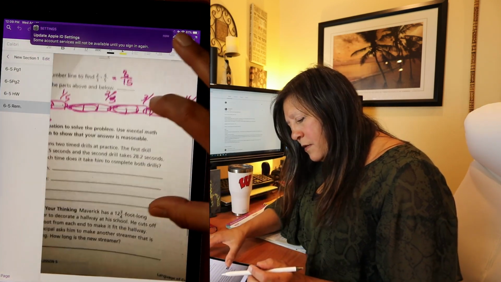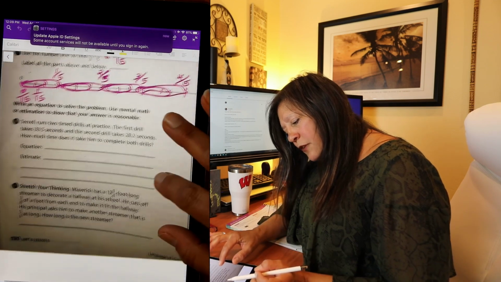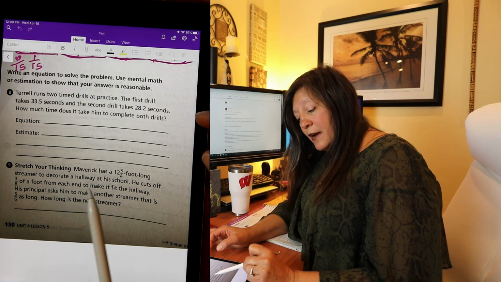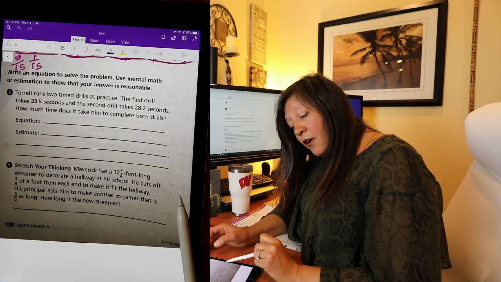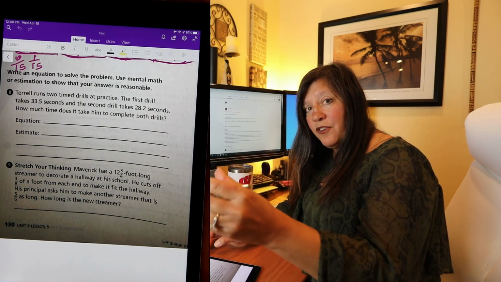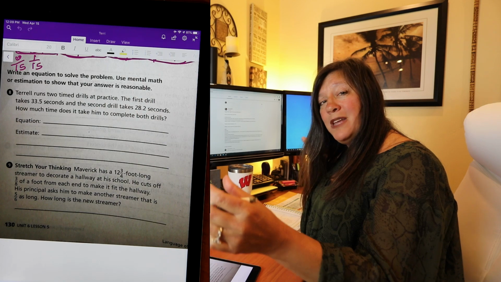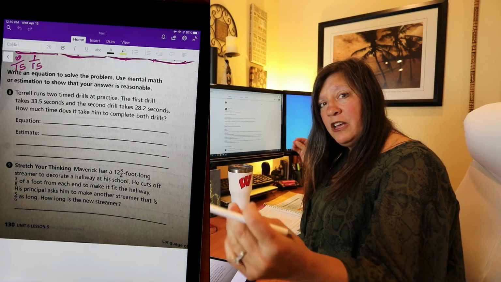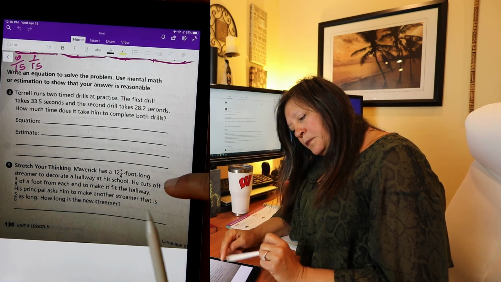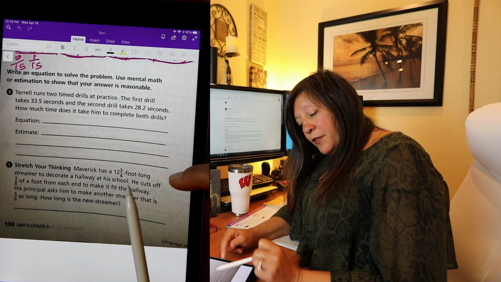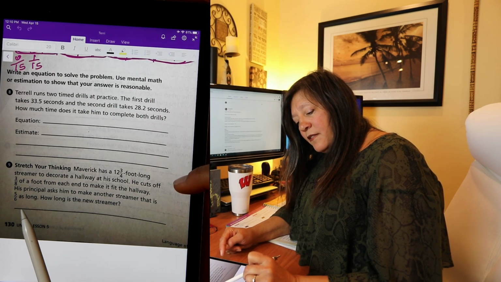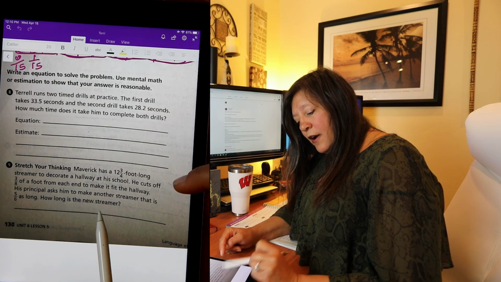All right, let's go to the bottom one here. Start your thinking. Maverick has a 12 3/4 foot long streamer to decorate a hallway in his school. He cuts off 3/8 of a foot from each end. Okay, so 3/8 from one end and 3/8 of a foot from the other end. So to figure out how much he cut off altogether there, you have to take 3/8 plus 3/8, from the 12 3/4. And then his principal asked him to make another streamer that is 5/6 as long. How long is the new streamer?